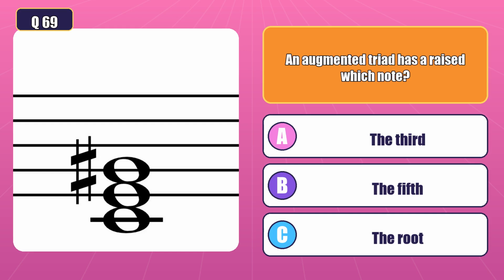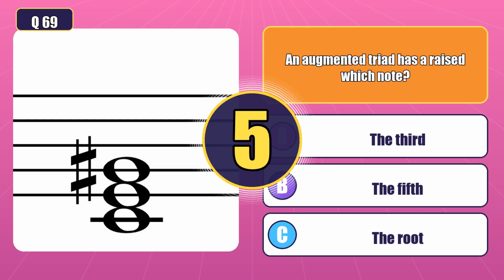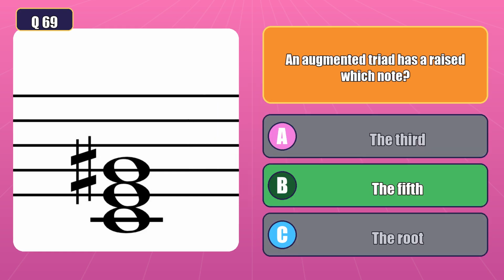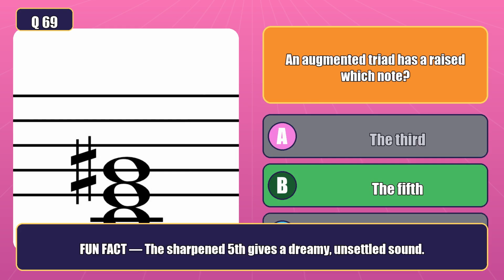Question number 69. An augmented triad has a raised which note? The answer is the 5th. Fun fact, the sharpened 5th gives a dreamy, unsettled sound.